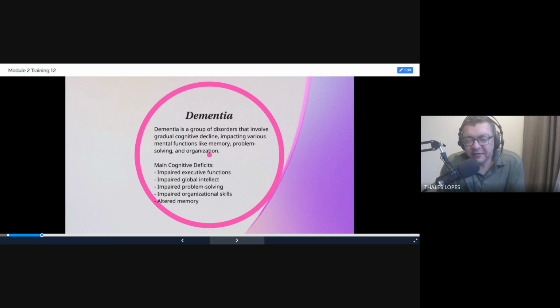It really impacts various mental status functions like memory, problem solving, and organization. So the main thing is cognitive deficit, right? Impairing the executive function, the frontal lobe. Impairing the global intellect, problem solving, organization skills, and altering memory.